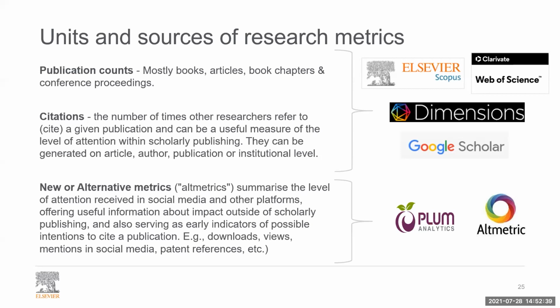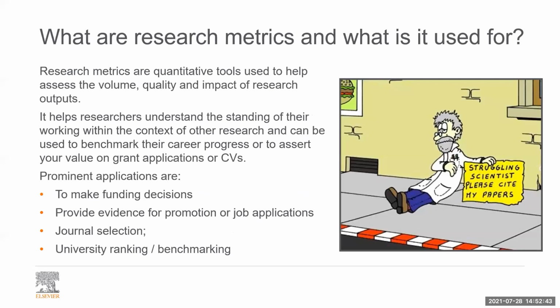Then what are research metrics and what are they used for? As I mentioned, there are quantitative tools that help us assess the volume, the quantity, and the impact of research outputs. This helps researchers to understand the standing of their work within the context of other researchers, to benchmark their career progress, to assert their value as researchers, or to use for grant applications or for CVs, right? So these metrics are very often used in making funding decisions, providing evidence for promotion or job applications, also for journal selection, in university rankings, and for benchmarking of researchers, research groups, universities, etc.